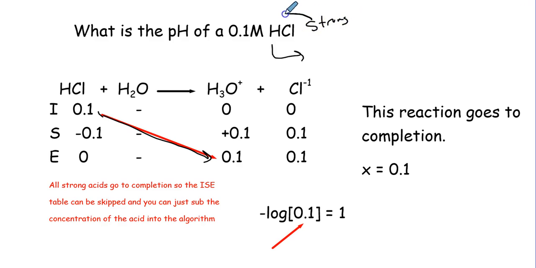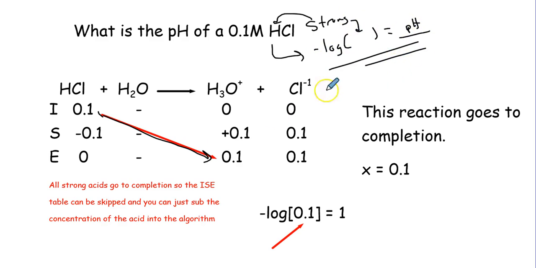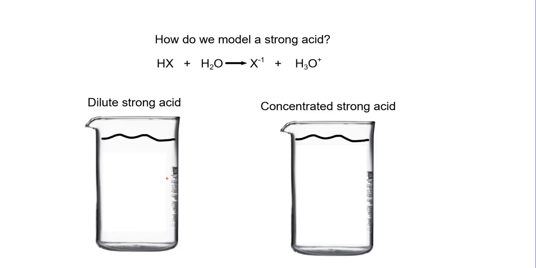So, with that being said, we could make a temporary little algorithm only for strong acids, mind you. Strong acids only, and that's going to be: negative log of the strong acid concentration gives you the pH. Now, this only works for strong acids. Okay.